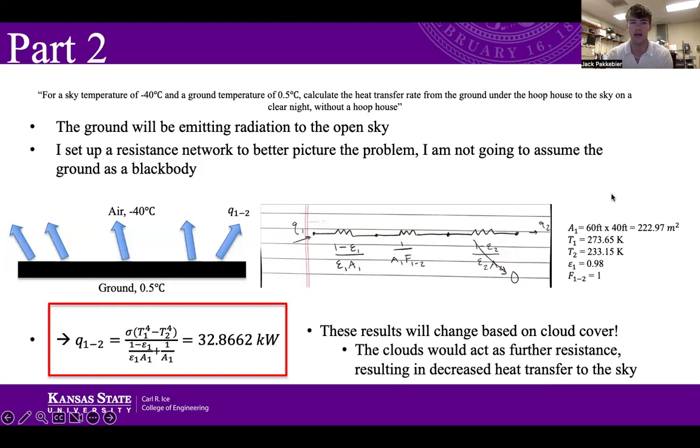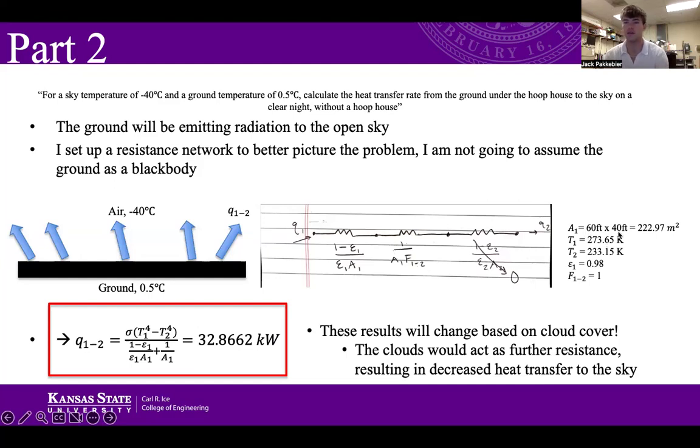So for part 2, it asked for a sky temperature of -40 and a ground temperature of 0.5, calculate the heat transfer rate without a hoop house. So the ground will be directly emitting to the open sky. I set up a resistance network to better picture this problem. I don't think it was required, but I'm also not going to be assuming the ground is a black body. I'm going to use the emissivity value that I found. So here are some of the values we'll need to know.